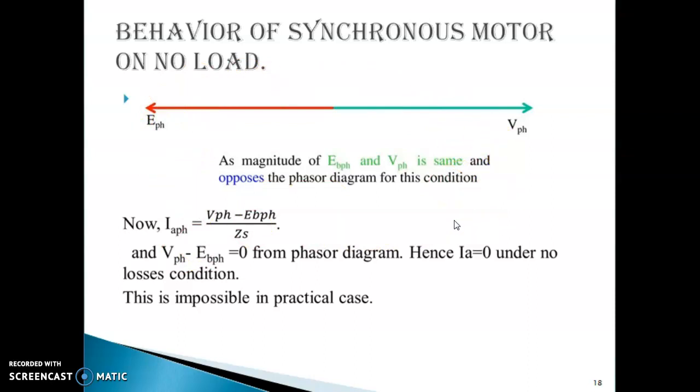In the next lecture we will discuss case 2, that is with the losses but on no load condition.